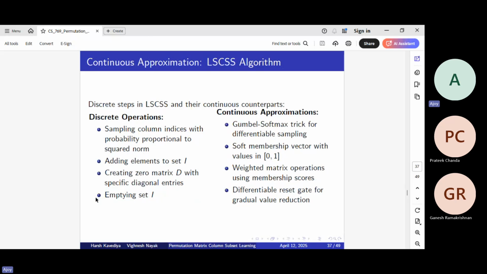Yeah, so these are the discrete operations that were there, and these are the continuous approximation steps that we are trying out. The first one was a sampling of column indices, which was discrete, and then we are using the Gumbel softmax idea for differentiable sampling. Then for adding and emptying the set, we are using soft membership values, and a differentiable reset gate for value reduction. And creating the zero matrix was again a problem, since it's a discrete step. So we used a weighted matrix operation using the membership scores which we had stated before.